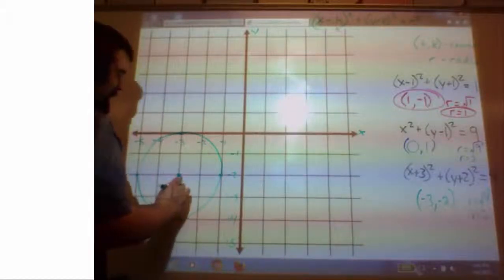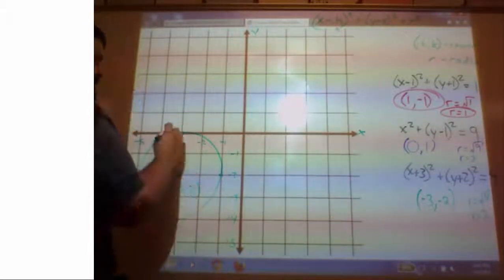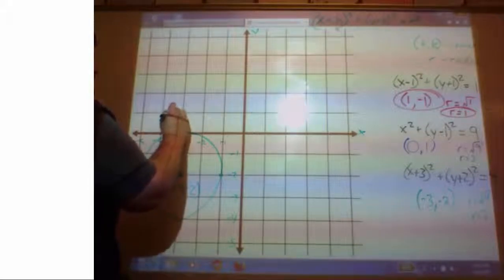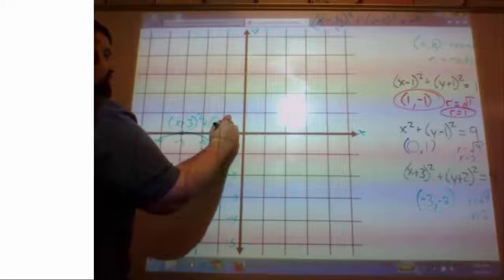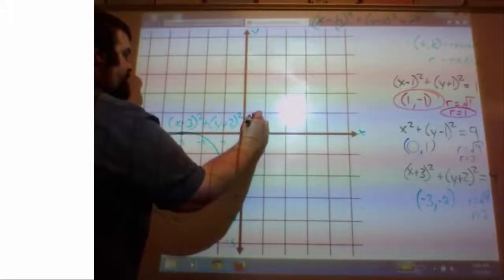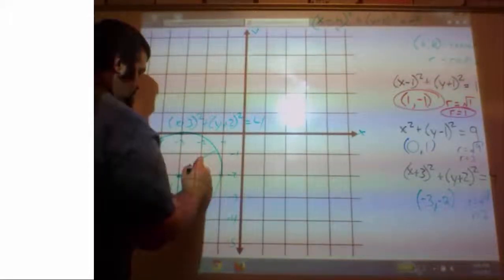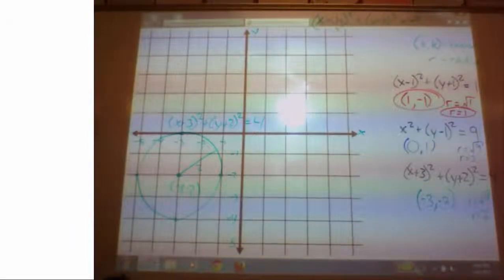I label my center (-3, -2). I label my circle (x + 3)² + (y + 2)² = 4. And I mark my radius as 2. And there I go. I've drawn my circle.